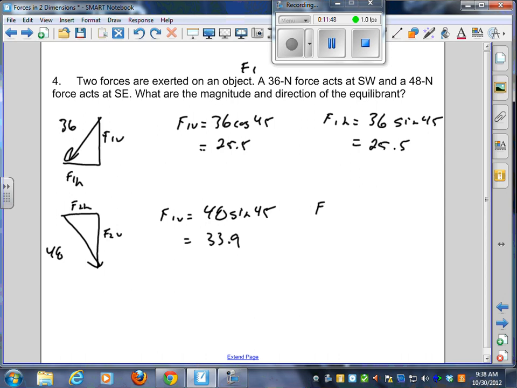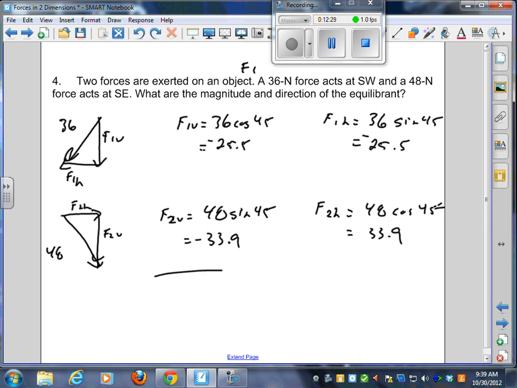The other one, this should be a 2, shouldn't it? F2H is 48 cos 45. 33.9. Again. That's so funny, Mr. Brown. Now, do we have to worry about signs here? Yeah. We surely do, right? Okay, let's just make sure we got things right. So down and left, which means they are both negative. This one is right and down, so horizontal is positive, vertical is negative, right?